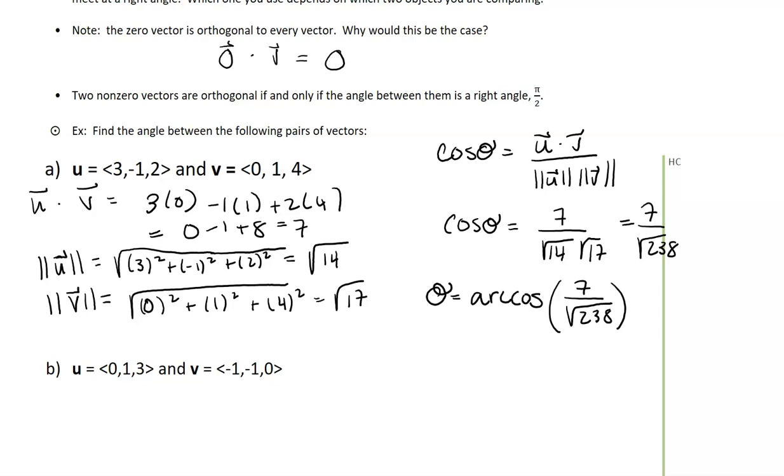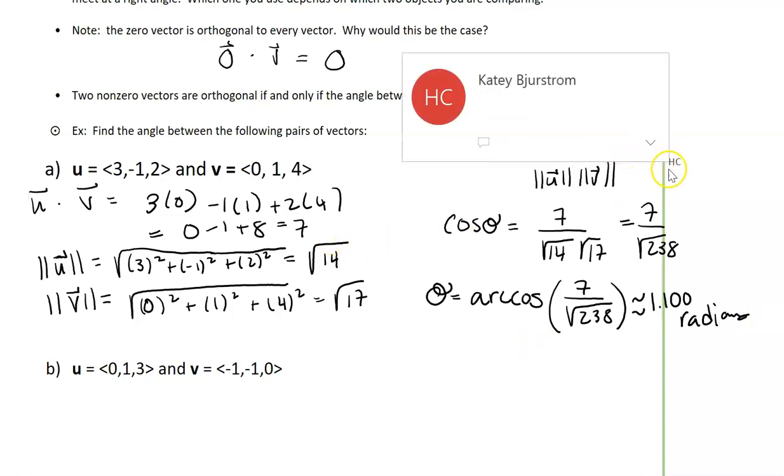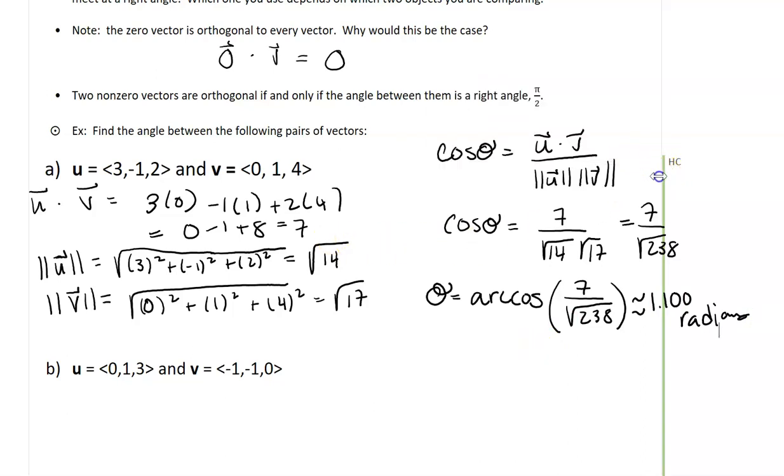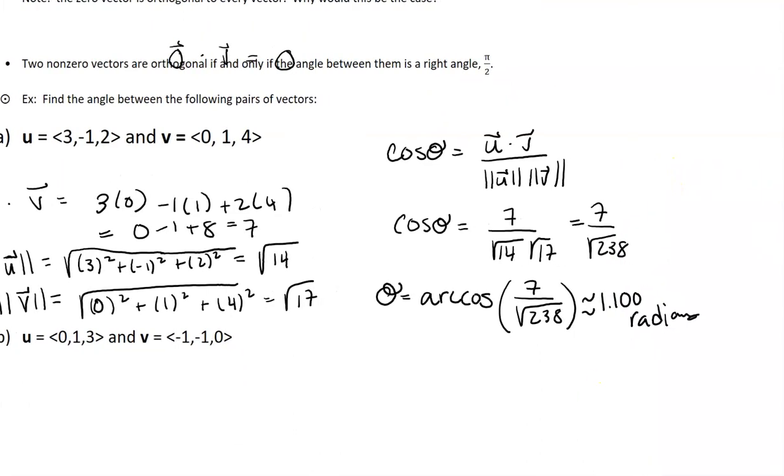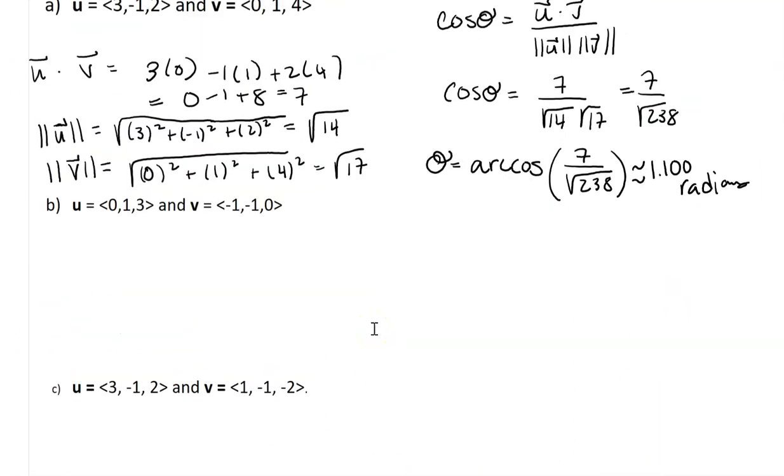So if you want a decimal approximation, you can put this in your calculator in radian mode, and you get 1.100 radians. If you get something else, you're probably in degree mode, and you would need to switch it because unless it specifies otherwise, you are going to be expected to use radian mode for this.